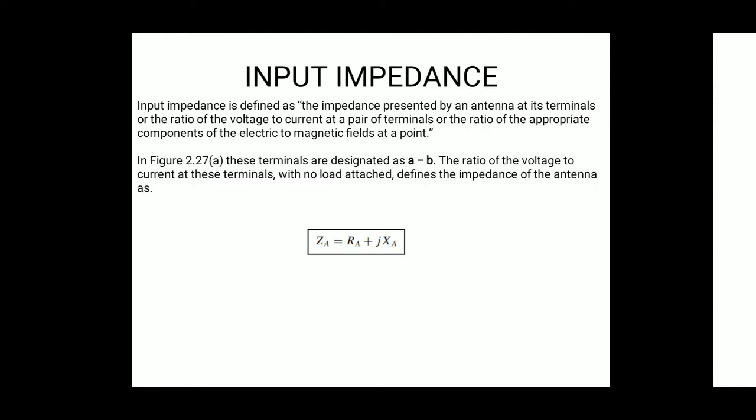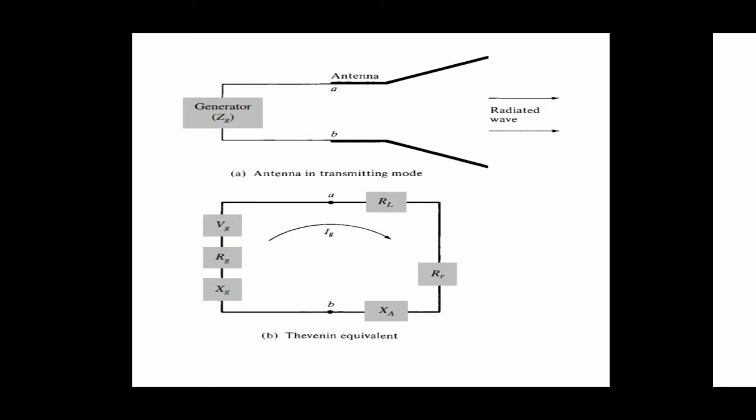Okay, now we discuss the input impedance of the antenna. What is the input impedance of the antenna? Basically, these are the input impedance antenna properties. So you can see this is the basic antenna structure. This is the generator and this is the antenna feed. AB is the antenna feed, these are the generator points. And this is the radiated waves.